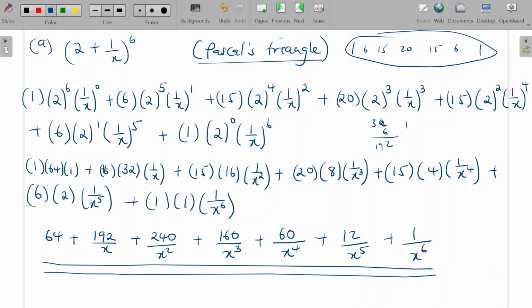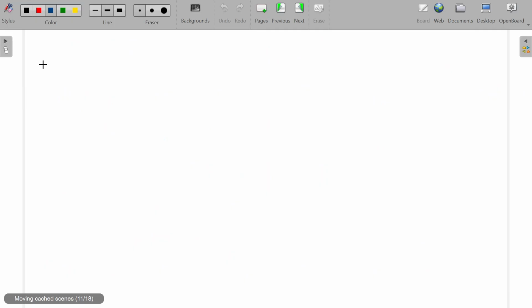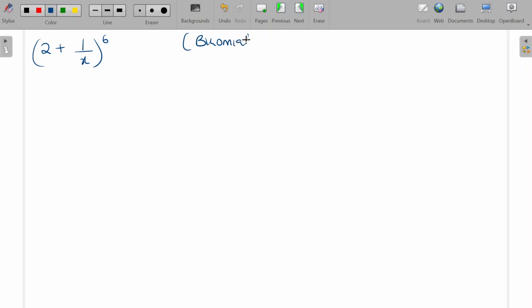So this is using the Pascal's triangle. Okay, now let us use the same one using the binomial formula. So we have 2 plus 1 over x to the power 6. So using the binomial formula, you're going to say, okay, here you have the 2 plus 1 over x to the power 6.